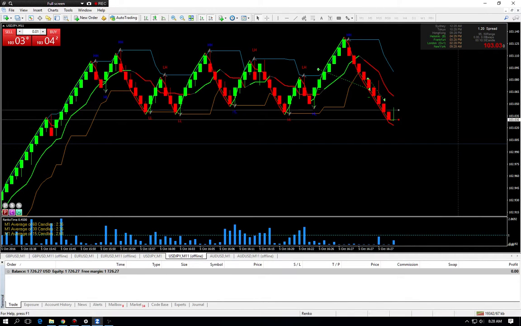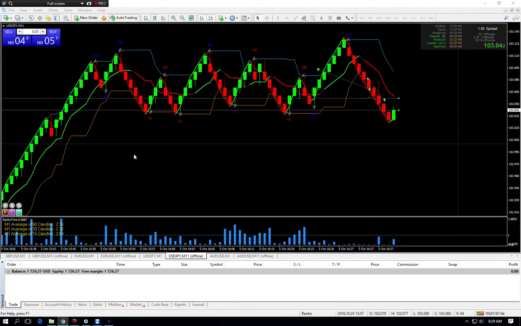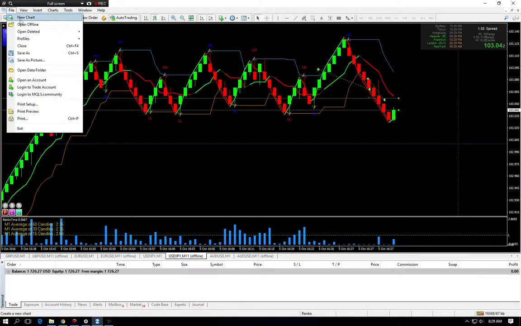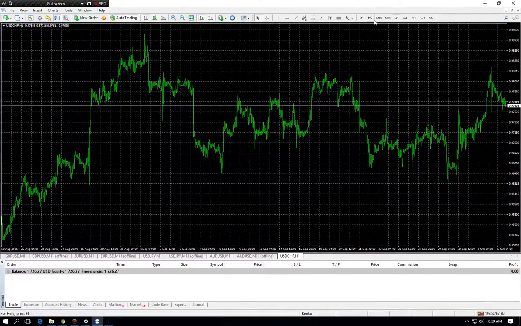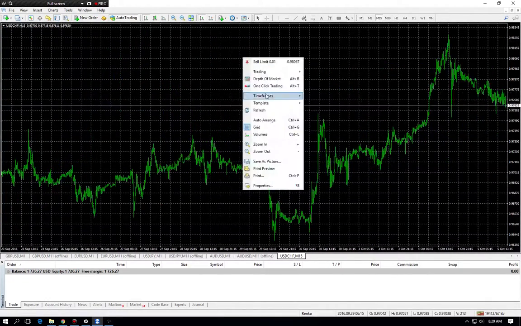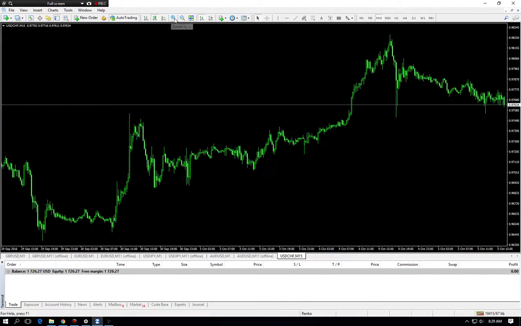I guess we're going to have to explain higher high and lower high first. That might help a little. Let's go to a plain old chart then. File, new chart. Let's do USD CHF. We'll put it on 15-minute. Grid gone. We'll zoom in a bit. Let's do candlesticks.